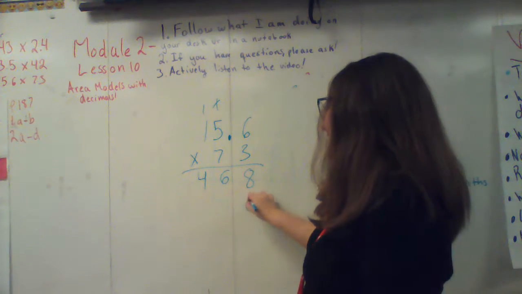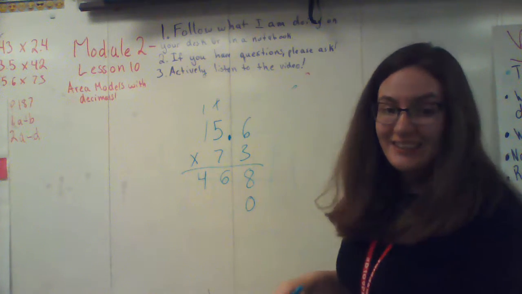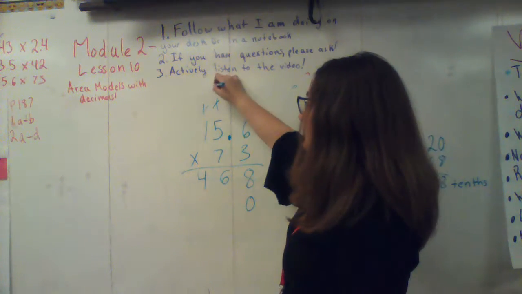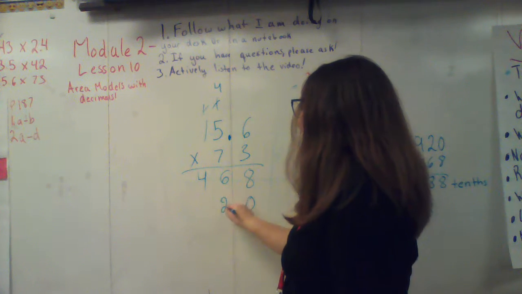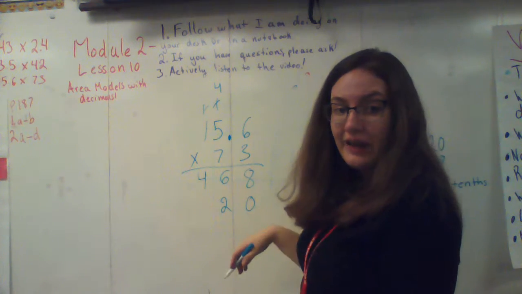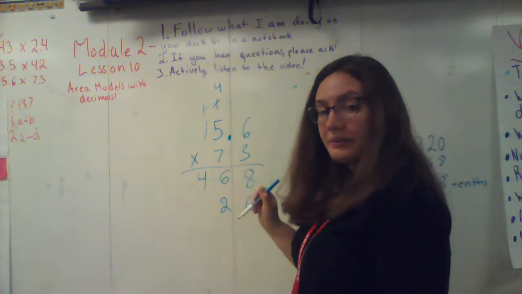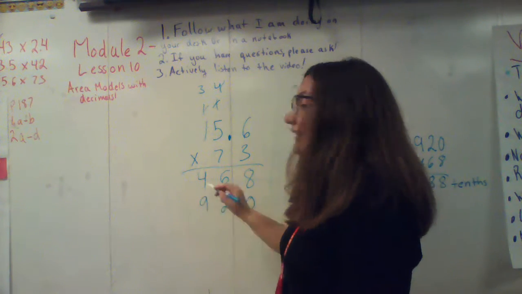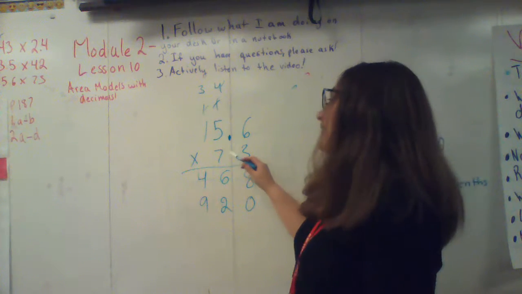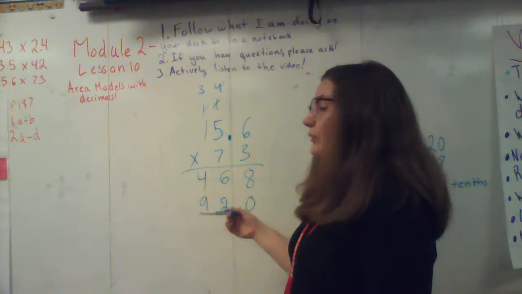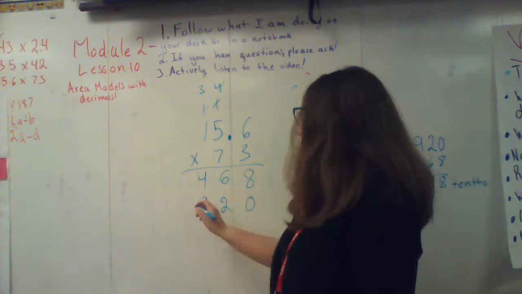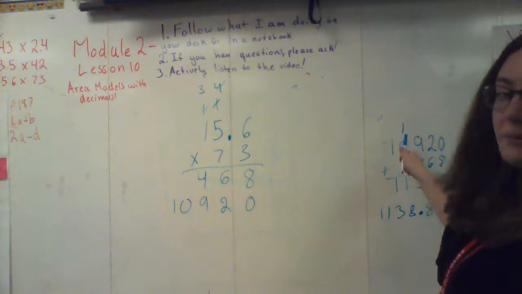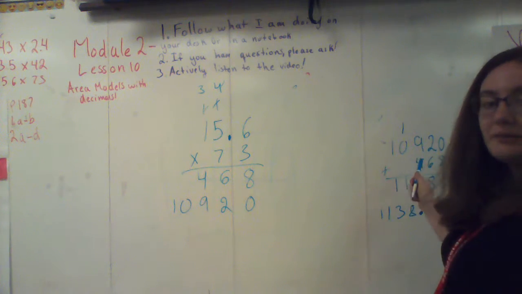Then I have to add a 0 because I'm multiplying a number that is in the tens place. I do 7 times 6, which is 42. So I carry the 4. I leave the 2. 7 times 5 is 35. 35 plus 4 is 39. So I cross out that 4. Carry the 3. Leave the 9. And then I do 7 times 1, which is 7, plus 3, which is 10. And again, our partial products are very similar to what we have right here from our area model.